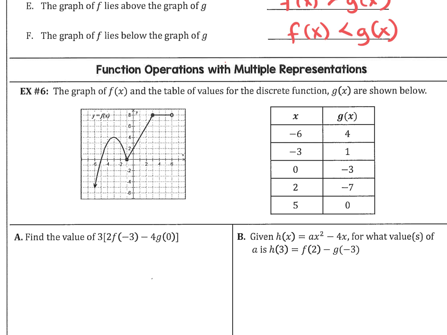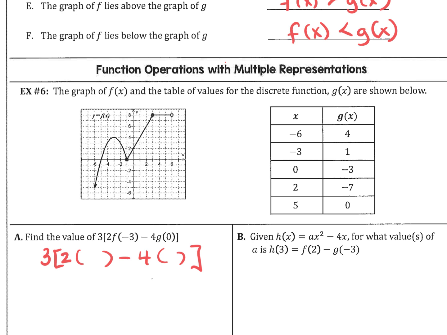It says find the value of 3 times 2 times f of negative 3, so we're going to fill that in, minus 4 times g of 0. We want numerical values to plug in there. So what we have to do is figure out what's going on. What is the function? F is this guy, g is this guy.